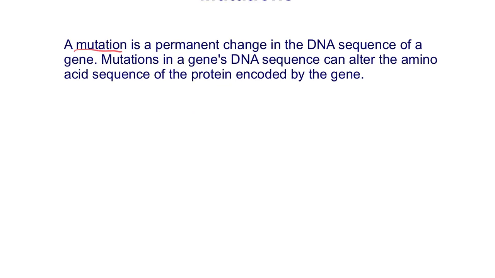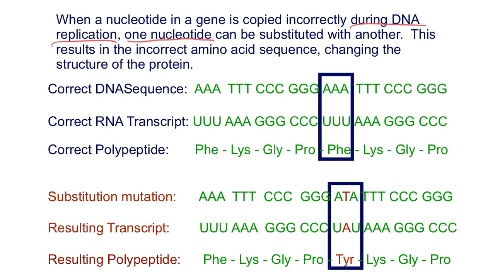So a mutation is a permanent change in the sequence of nucleotides in a gene, which is in DNA. So this brings about possibly a significant change in the protein that's encoded by that gene. Okay, so you can have substitution mutations, which means that one nucleotide was mistakenly substituted for the correct one during DNA replication of the parental strand.